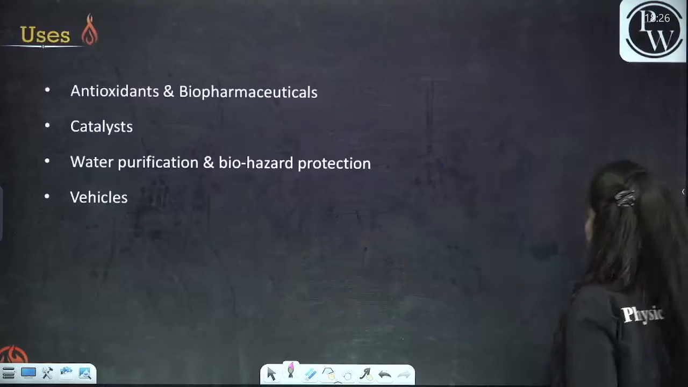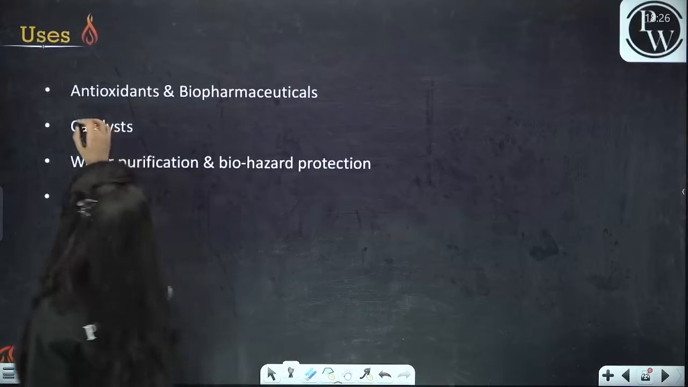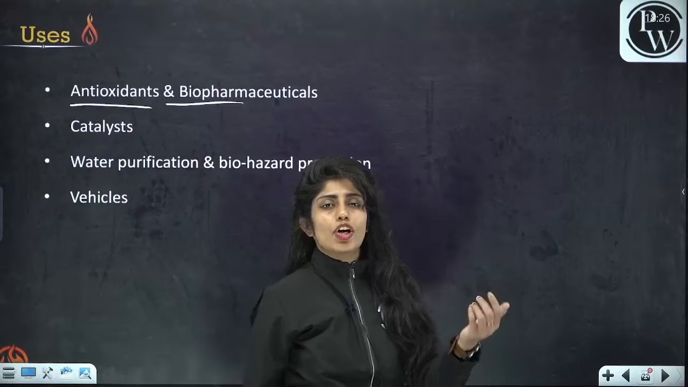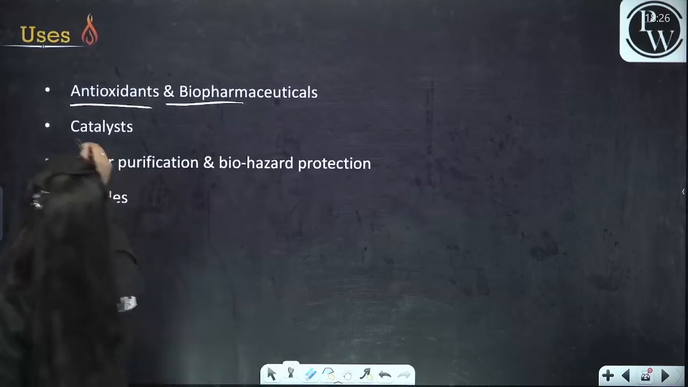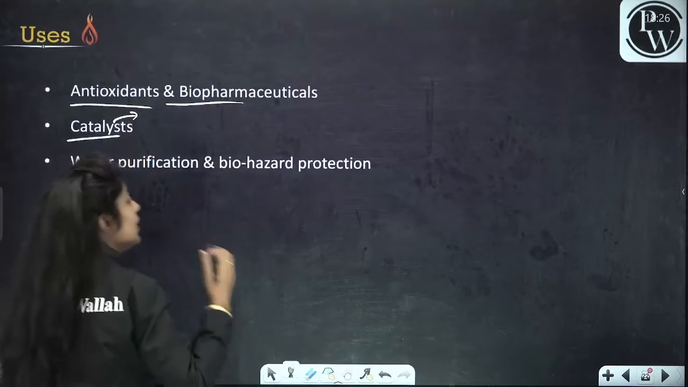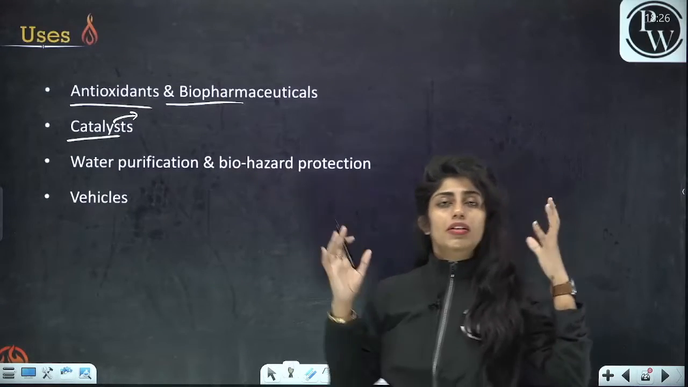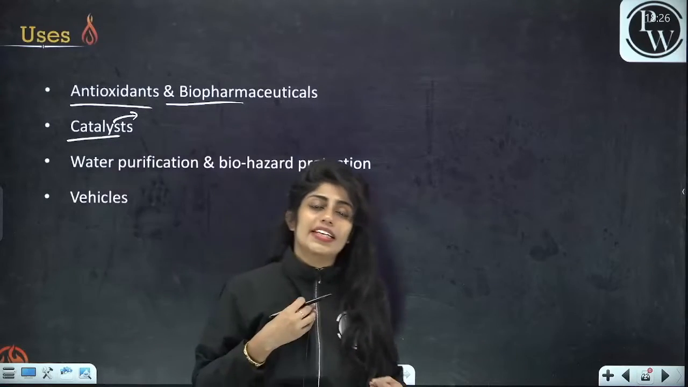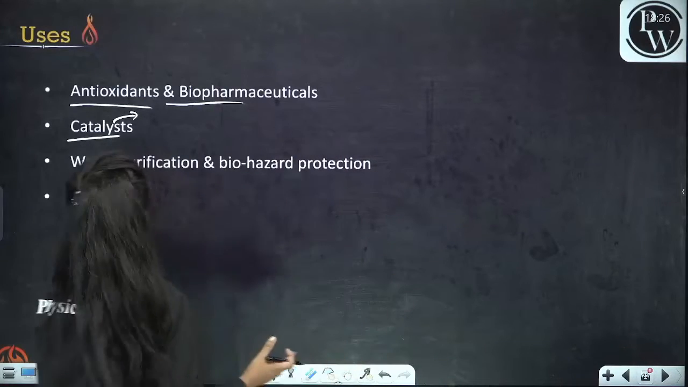Now, let's discuss the uses. Basically, fullerene is used for antioxidants and biopharmaceuticals, like your skincare cream, etc. Next, we have the catalyst. That means they increase the rate of reaction. There are some chemicals which do not get involved in the reaction, but definitely alter the rate or the speed of the reaction.